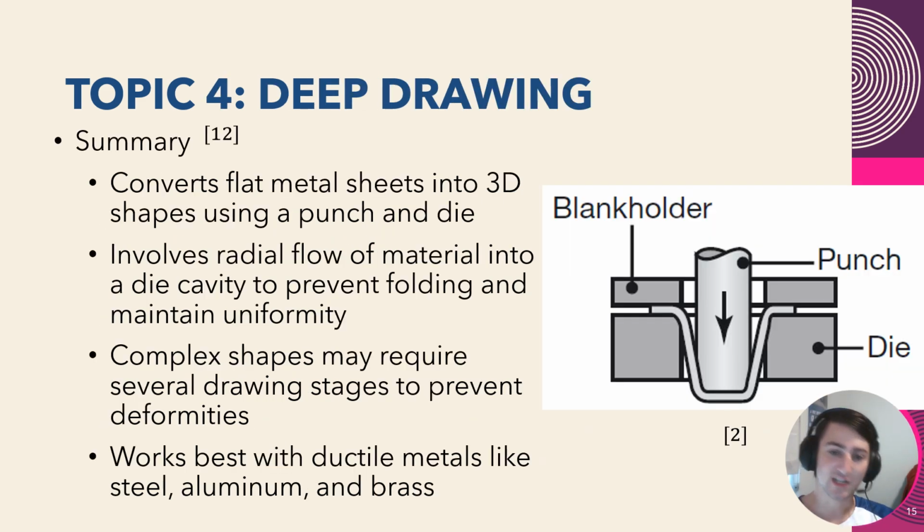Next, we'll go into deep drawing. So it converts flat metal sheets into 3D shapes using a punch and die. We can see that here. Here's the punch, here's the die that holds it, and then the actual blank you use. It involves radial flow, so you're moving in towards the die here, and it prevents folding and maintains uniformity.